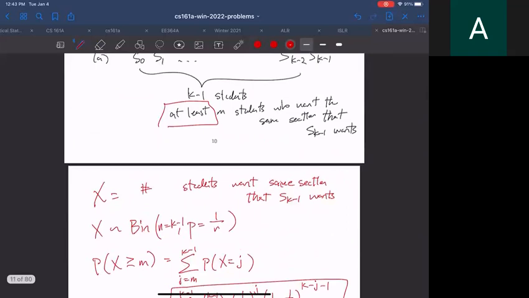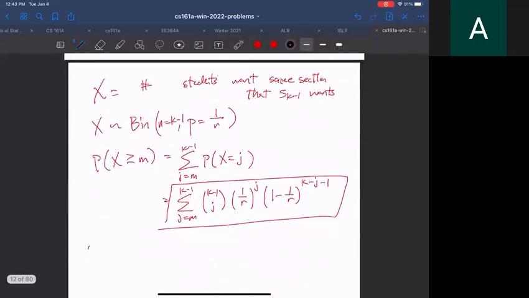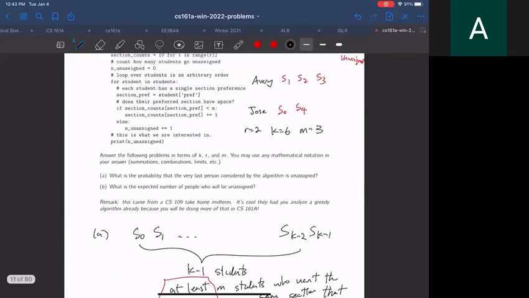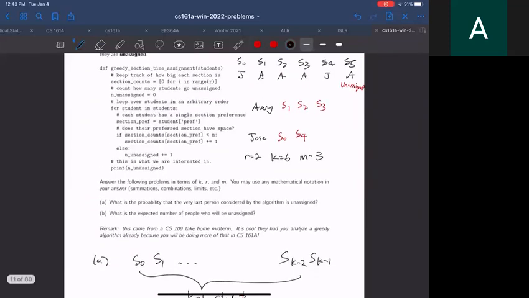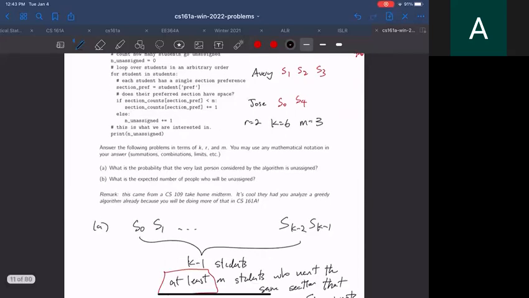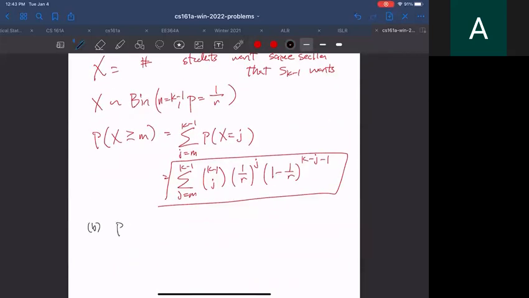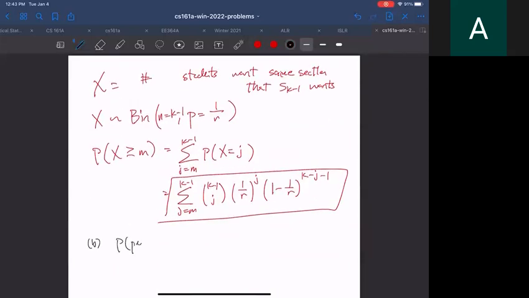Now let's do part B. Part B is asking, what is the expected number of people who will be unassigned? So now it's not just the last person, but we want to calculate the probability that any of the other people are unassigned. So let's actually calculate: what's the probability that person i is unassigned?